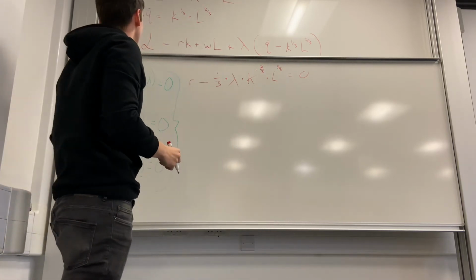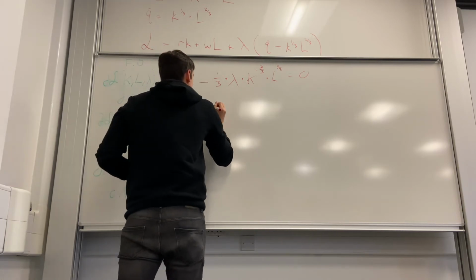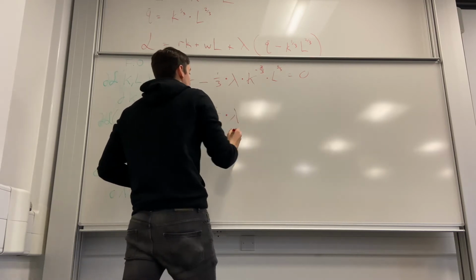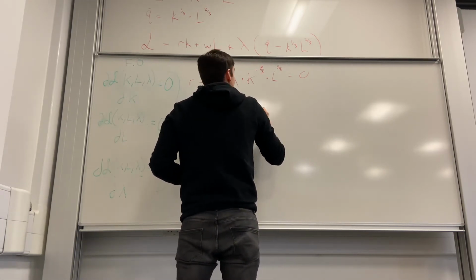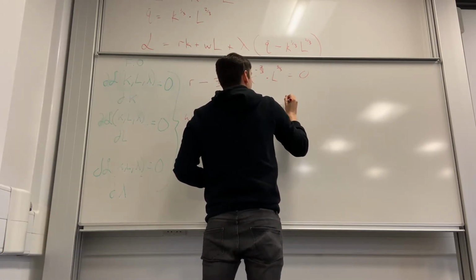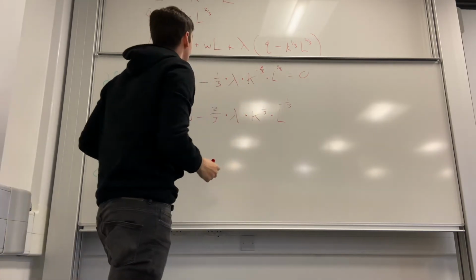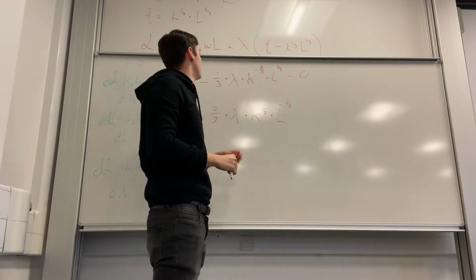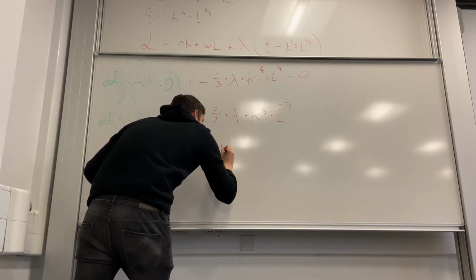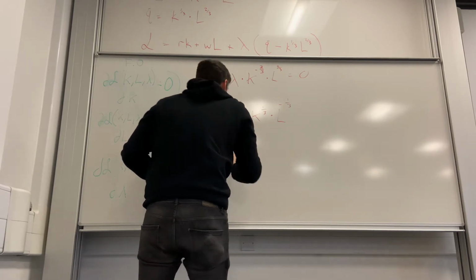And then next we do labor, which is W minus 2/3, because that also comes to the front, you times it, times lambda times capital to the power of 1/3, and then times labor to the power of minus 1/3, because it's minus 1 from 2/3. And then next we do the partial derivative with respect to lambda, which is just what's in the bracket. So it's Q minus K to the power of 1/3 times L to the power of 2/3.